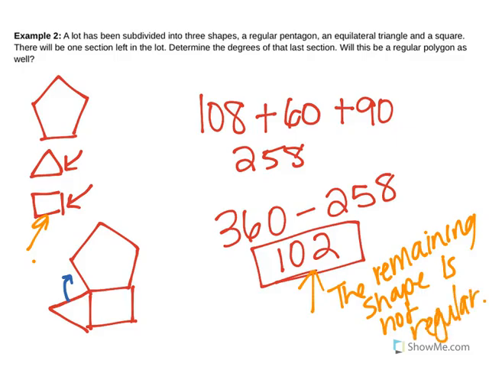Just remember that tessellation means it is regular, it adds up to 360.